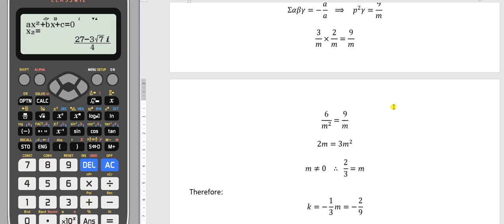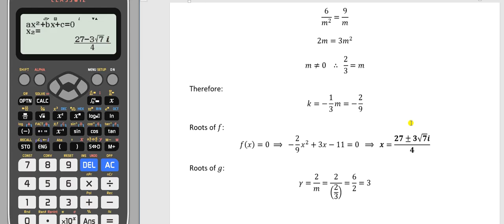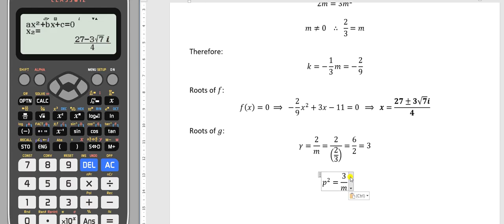There was also, up here, a link between p squared and m. So I'm going to use that one as well. There are various other roots through that we can go for here. But this is going to be 3 over 2/3, which is the same as 9 over 2. So we've got p squared. That will allow me to find p, plus or minus 3 over root 2.